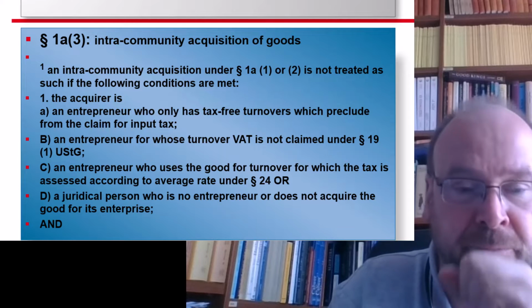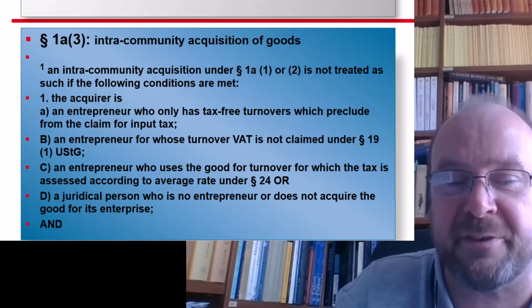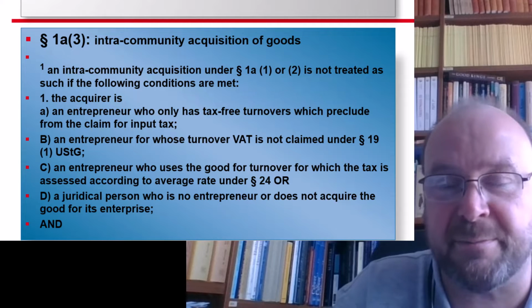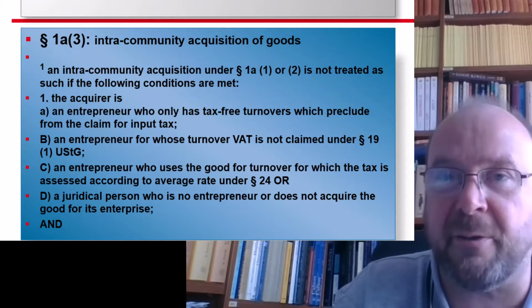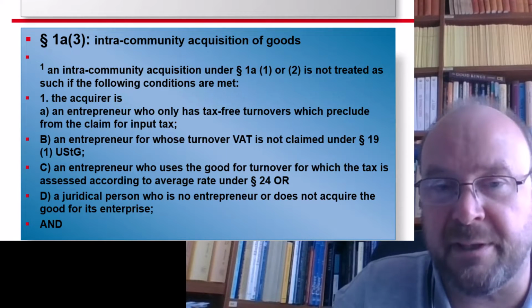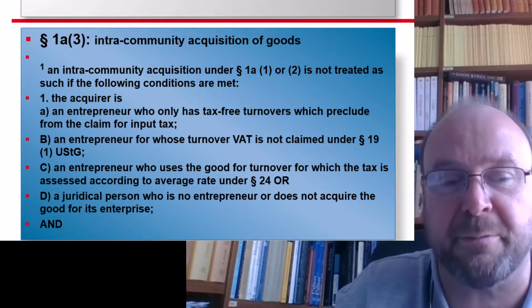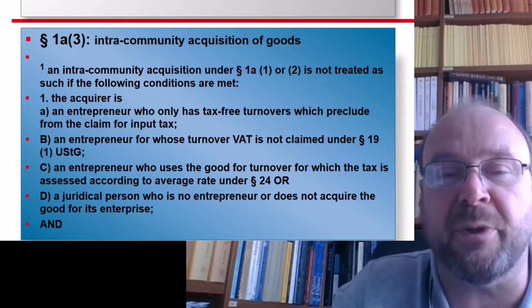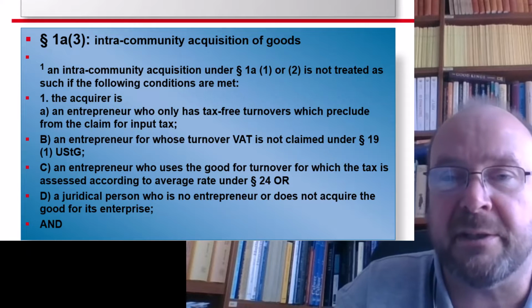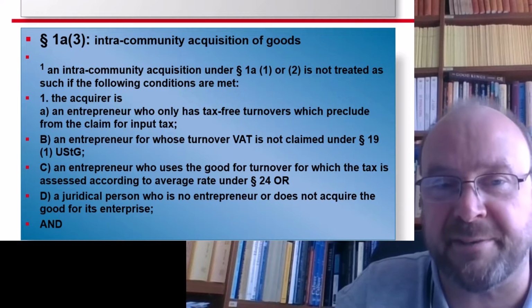An entrepreneur who uses the good for turnover for which the tax is assessed according to average tax rates under paragraph 24, these are farmers taxed under a specific farming scheme. They also do not hand in regular tax declarations, so also there we can understand why these persons are classified into the group of the half entrepreneurs. And last but not least, juridical persons who do not have an enterprise or do not act within the enterprise can also be classified as half entrepreneurs, because you already heard that in the last video.